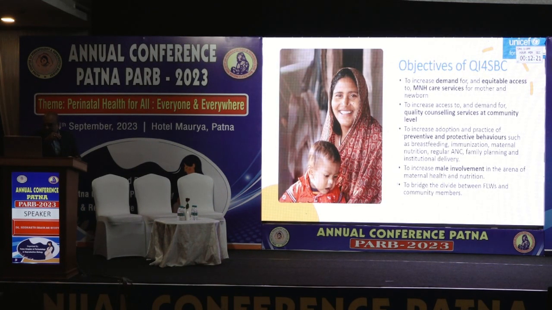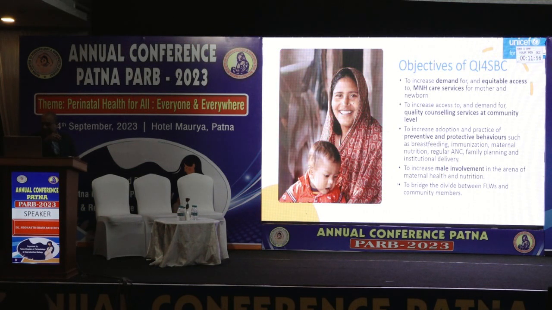The objective of the QI, quality improvement for SBC, was to increase demand for and equitable access to maternal and newborn healthcare services for mothers and newborns. This was the key objective of the initiative. Another objective was to increase access to and demand for quality counseling services at the community level, and to increase adoption and practice of preventive and protective behavior such as breastfeeding, immunization, maternal nutrition, regular ANC, family planning and institutional delivery.